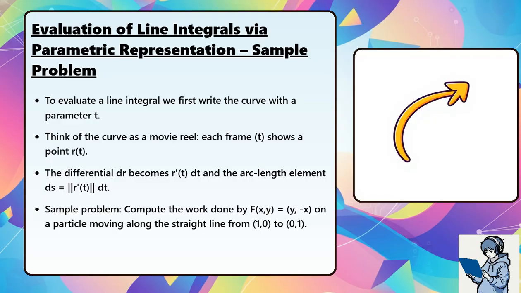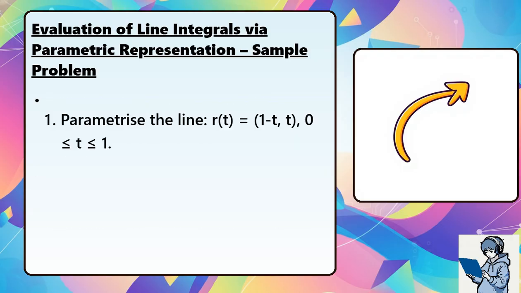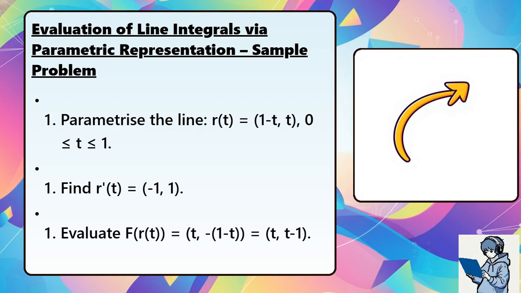Sample problem: compute the work done by F of x, y equals (y, negative x) on a particle moving along the straight line from (1, 0) to (0, 1). 1. Parametrize the line: r of t equals (1 minus t, t), 0 less than or equal to t less than or equal to 1. 2. Find r prime of t equals (negative 1, 1). 3. Evaluate F of r of t equals (t, negative (1 minus t)) equals (t, t minus 1).